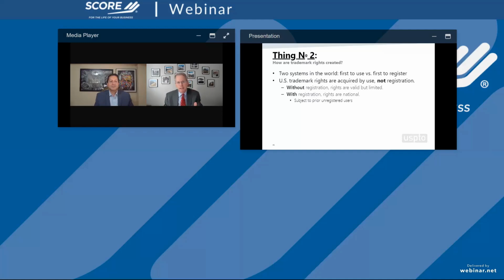So if you only sell, was it eggs? What was it? Egg saver? Perfect. If you only sell that in New Jersey, then your rights to that trademark are going to be limited to that area you sell in. Whereas if you register the trademark, your rights become national. And it gives you more rights in terms of your enforcement against other users, et cetera. So it's a far better thing to get it registered.